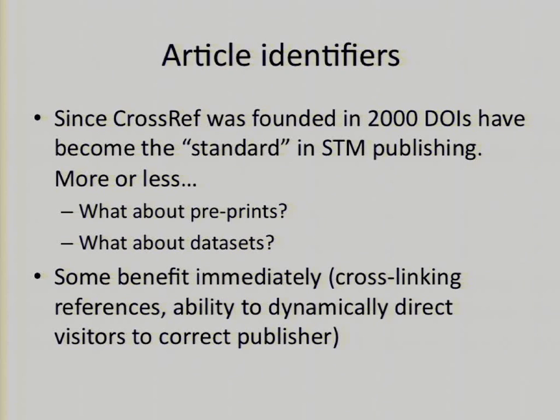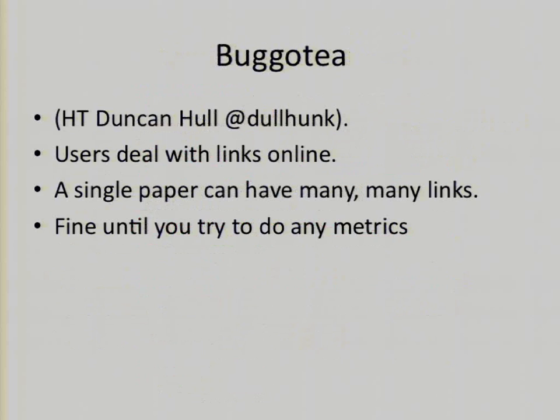So you could say, what about preprints? What about data sets? What about microattribution? Should every figure within a paper be reachable by a DOI? They're all valid questions, but in general, the vast majority of articles published in STM today have a DOI. But that's not to say everyone uses them. Publishers have used them to a certain extent, but users, especially online, don't generally deal with DOIs. What users deal with is links, with URLs.